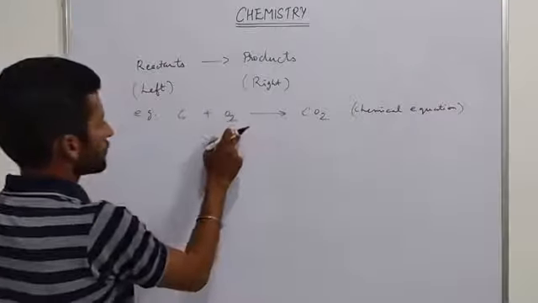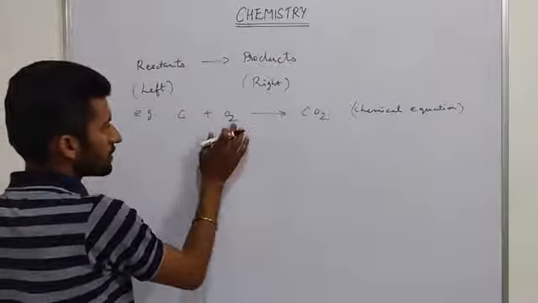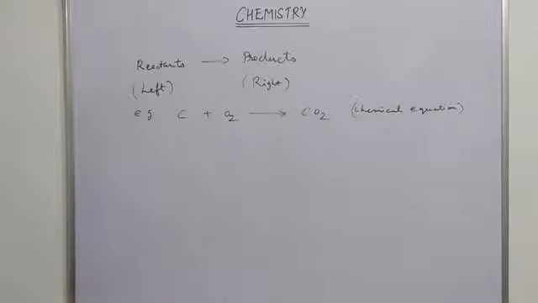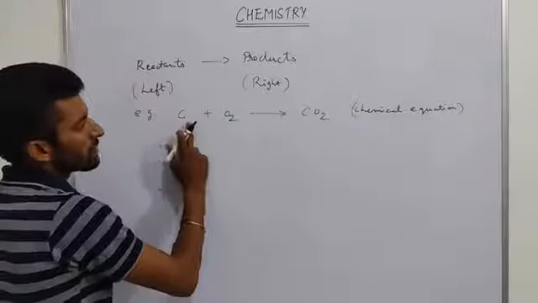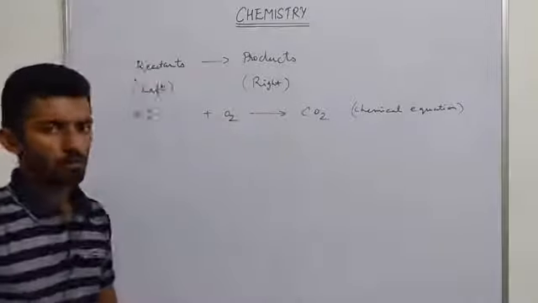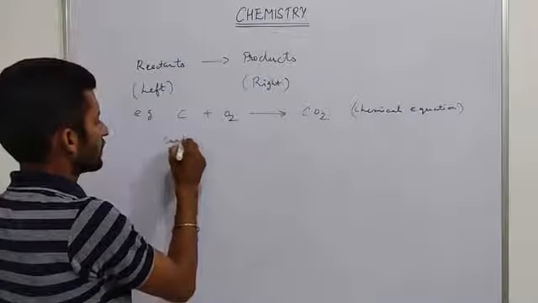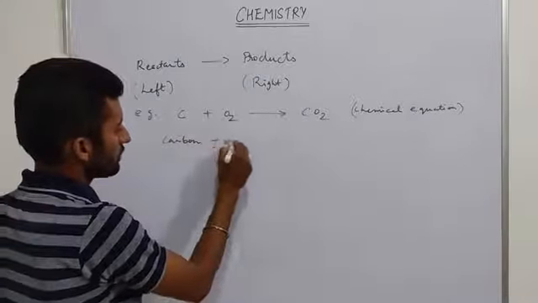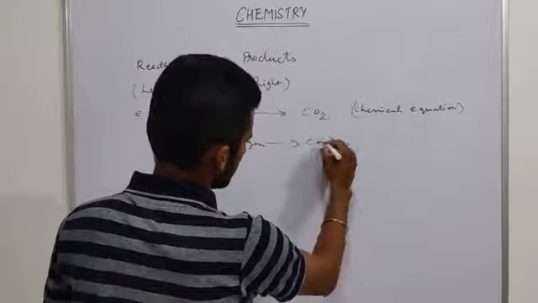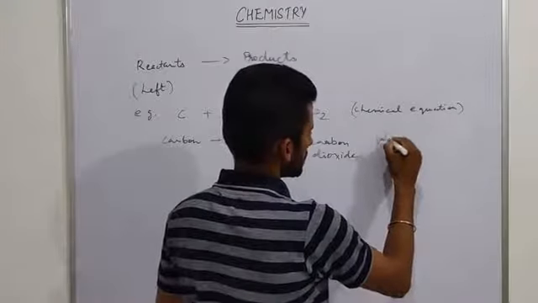Here C plus O2 are reactants, and the arrow represents these are changing to this side. So this side is product, these both are reactants. Now one carbon is here, also one carbon; two oxygen atoms are here, also two oxygen atoms. So this is a balanced chemical equation. If simply it is written carbon plus oxygen forming carbon dioxide, then that equation is known as word equation.